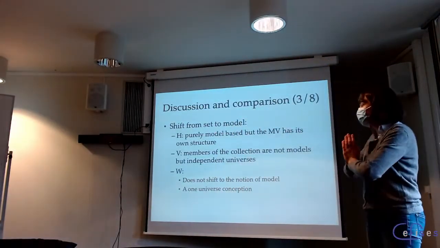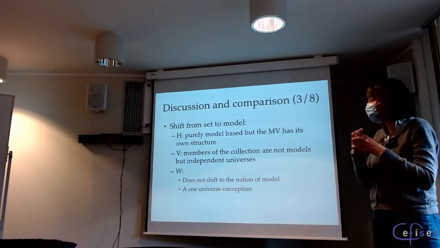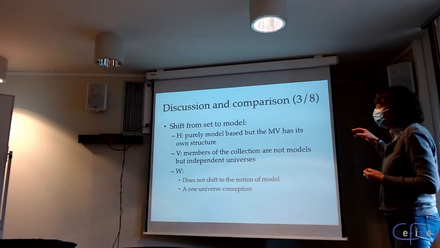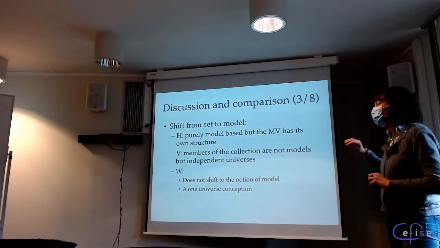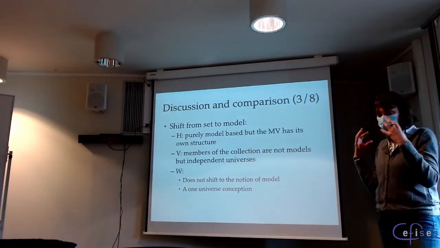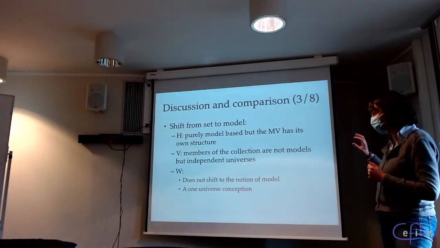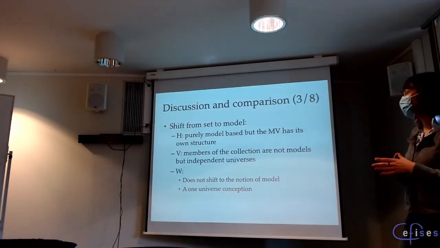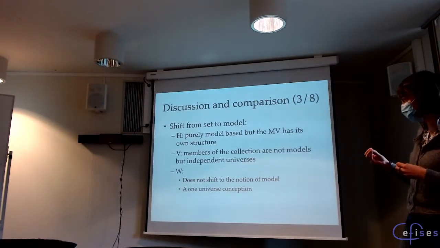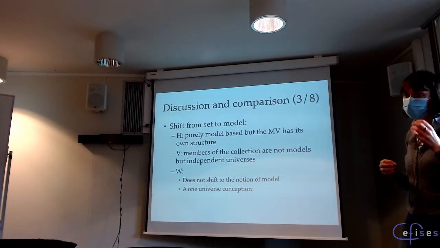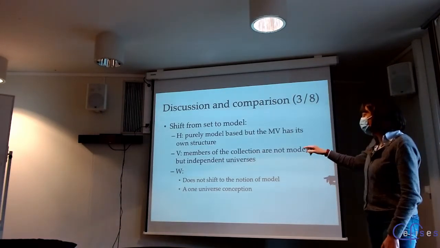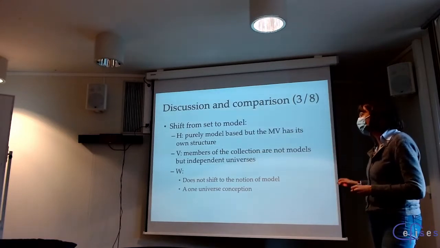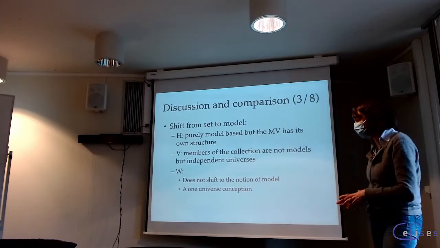So usually, classical set theory is based on the concept of set, but for the multiverse, there is a shift from the concept of set to the concept of model. For Hamkins, that's clearly the element on which the multiverse is built: the different models that are possible. For Väänänen, he says that clearly these are not models, but really independent universes that are the basic element of his multiverse. While in the universe conception of Woodin, there is no shift to a notion of model; he really sticks to a one-universe conception.